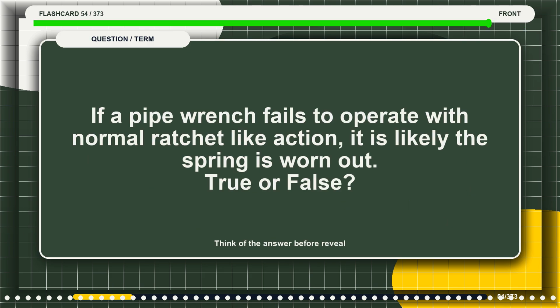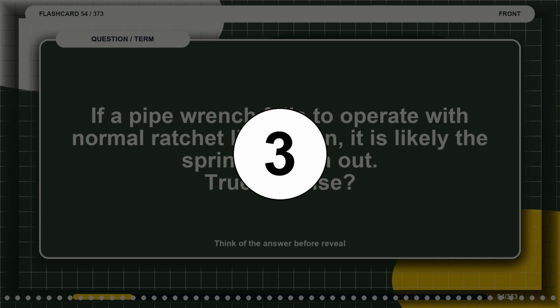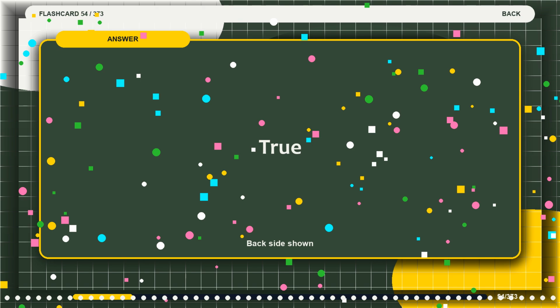Flashcard 54. If a pipe wrench fails to operate with normal ratchet-like action, it is likely the spring is worn out. True or false? Think of the answer before the reveal. The answer is true.